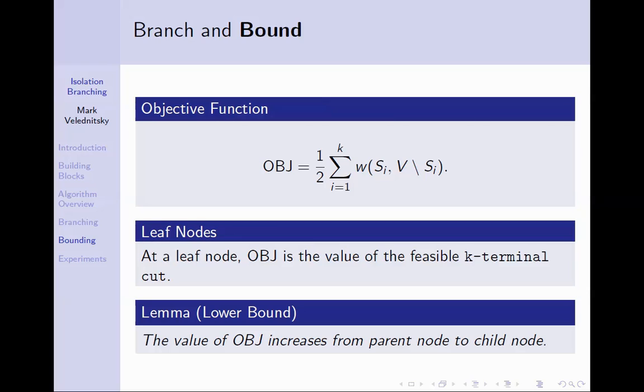Furthermore, if at any point we have a feasible solution, we can ignore any node in the branch and bound tree whose value of this objective is larger than that feasible solution. Because we know that continuing the branch and bound algorithm from that node is never going to give us something better. It's always going to get worse. This value is always going to increase.